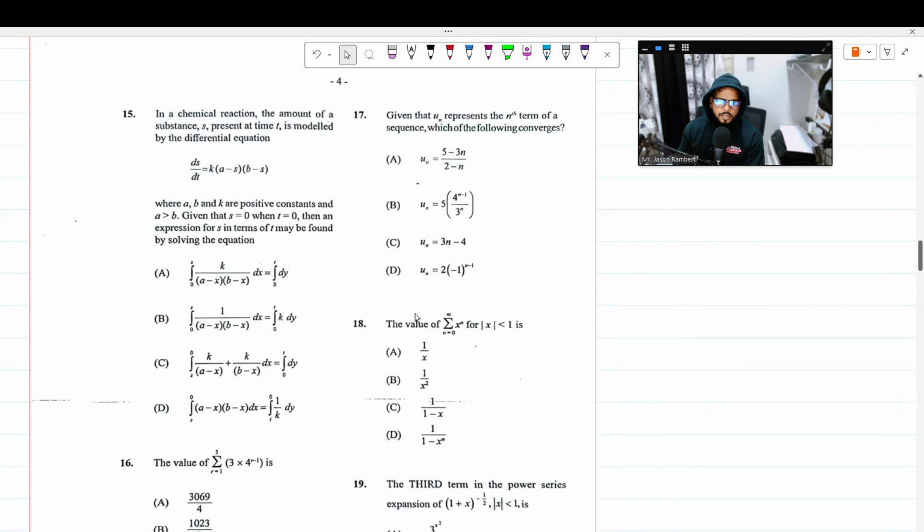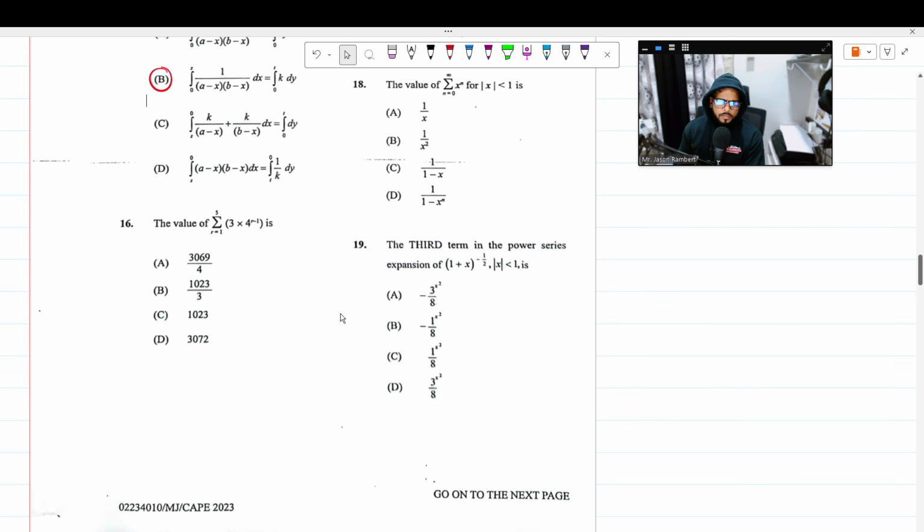In the chemical reaction, we know we want to get the integral of 1 over a minus s into b minus s. And the only one that gives us that is this. The value of this is from 1 to 5.